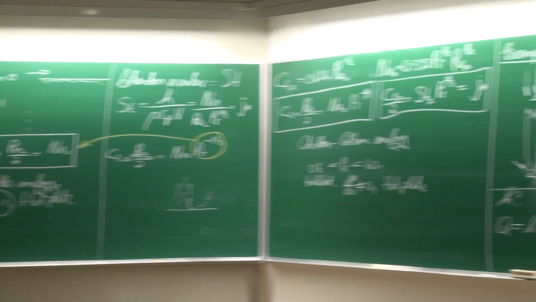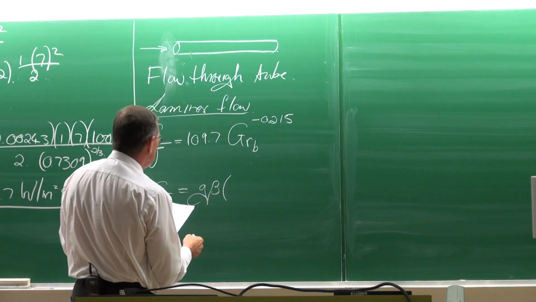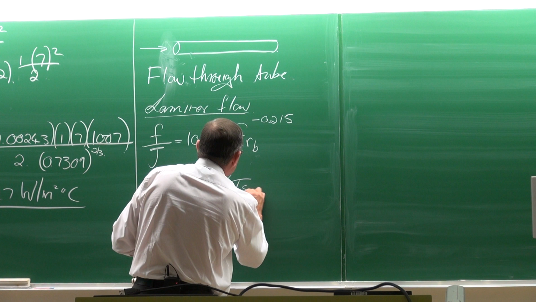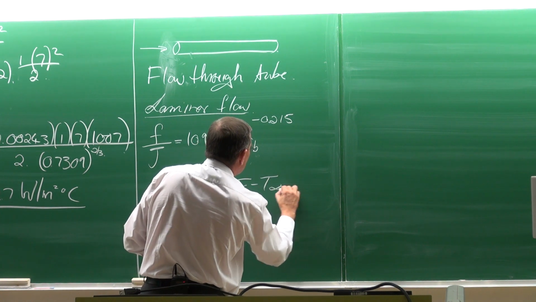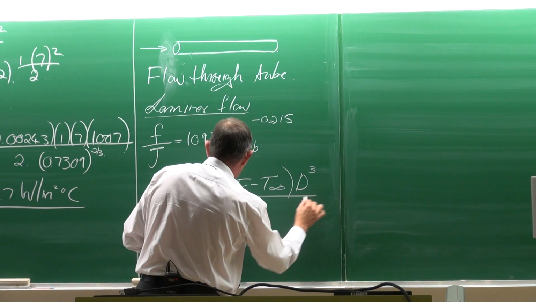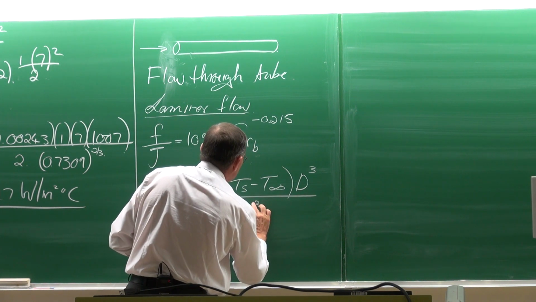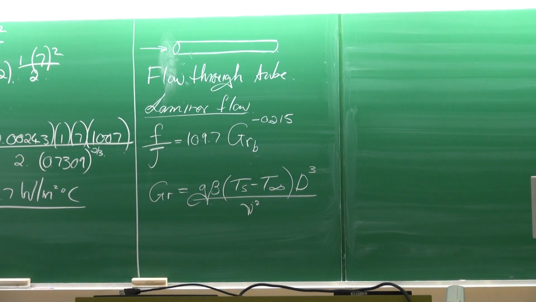And that can be described by the Grashof number, which is equal to g multiplied by beta, the temperature difference, multiplied by the diameter to the third, divided by the kinematic viscosity squared. So that's the Grashof number, and we're going to consider that later in chapter 9, natural convection.